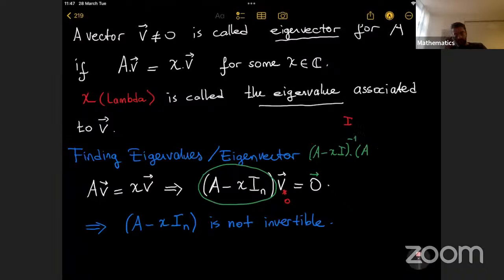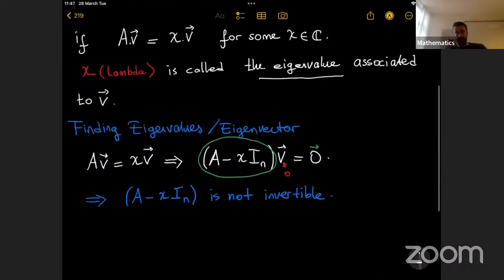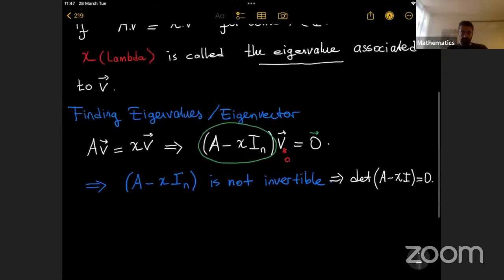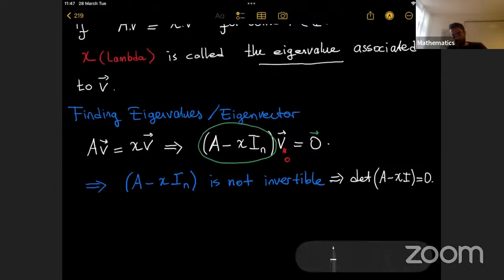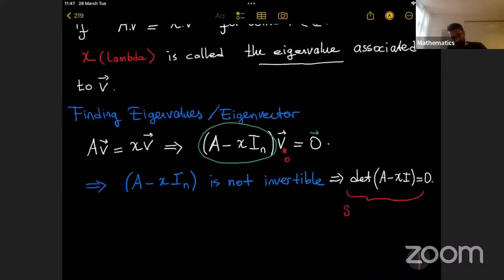So if there is no inverse, that means what? Remember that if a matrix has no inverse, then its determinant is what? Right, it's zero, right? The determinant of A minus lambda I must be zero, okay? So basically, what we showed here is, if you have an eigenvalue, then this determinant must be zero. And basically, you solve this equation to find the eigenvalue, lambda. And after you find the eigenvalue, we will find the eigenvector.